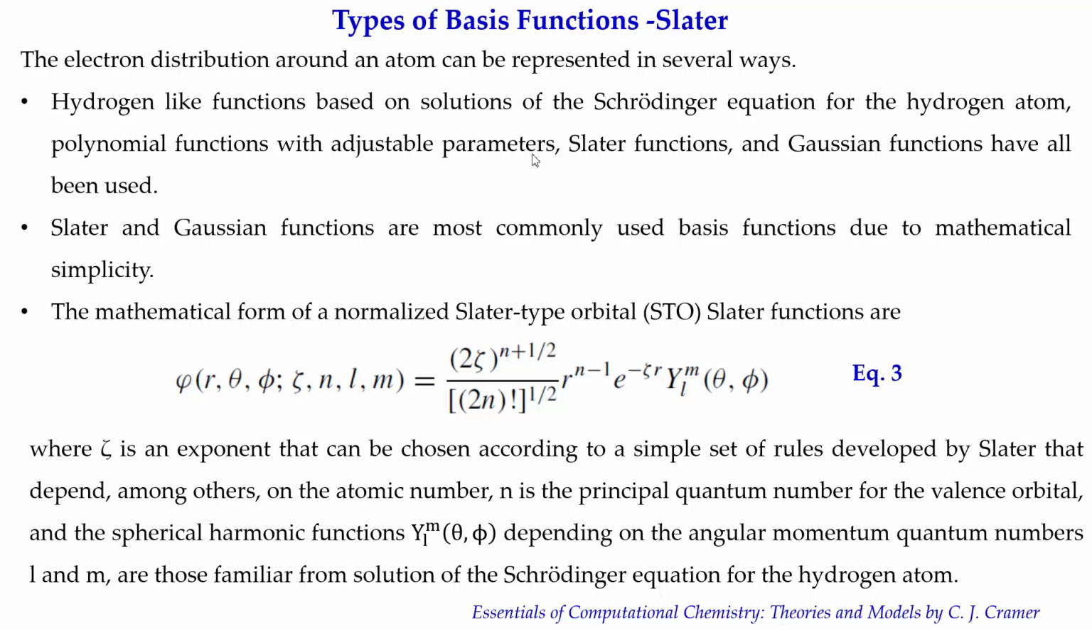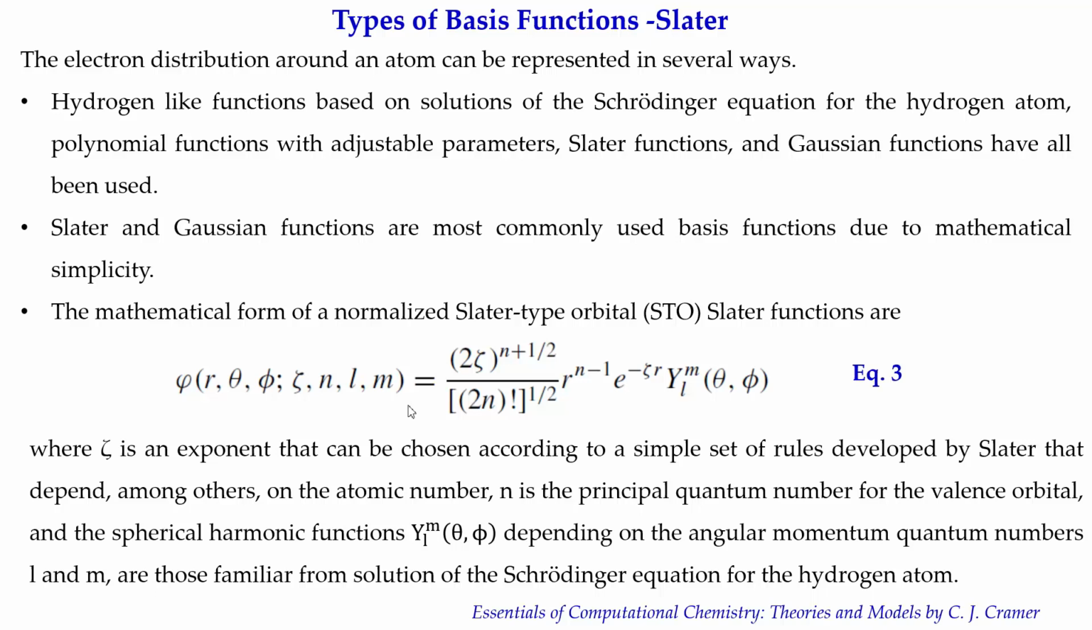So now let's see what the Slater type of basis functions are, because you have already seen hydrogen-like wave functions. We do not use those for molecules, and we use the Slater type of functions, but these functions also use the hydrogen type function concept. If we use the mathematical form of the normalized Slater type orbital, this phi can be expressed as (2 zeta) to the power n plus half, over (2n factorial) to the power half, times r to the power n minus 1, e to the power minus zeta r, Y lm theta and phi.